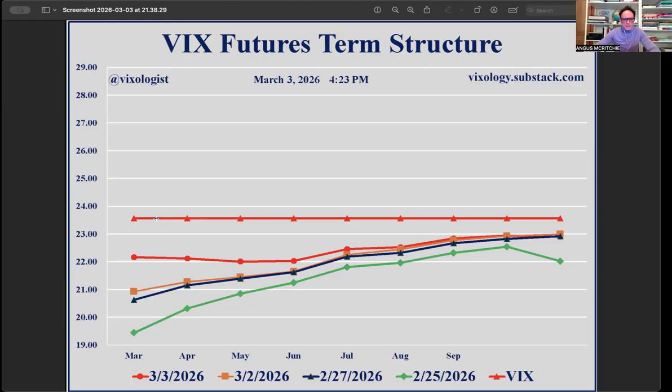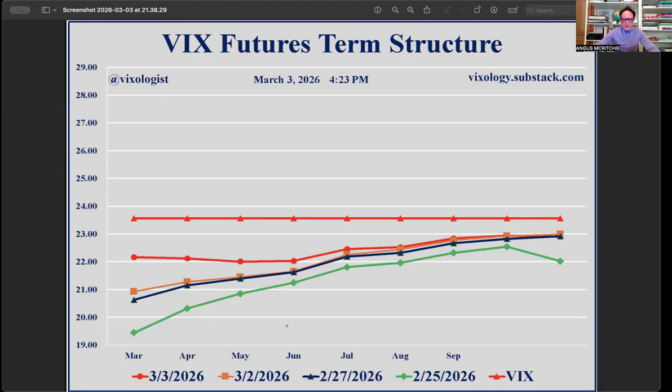Okay, so as you see here, this was snapshotted yesterday afternoon at the close, more or less, after 4 p.m. And what you can see here is that the actual VIX, the spot VIX, that's the straight line here, is very, very elevated, at about 23 and a half. And as you can see, above all of the futures curves.